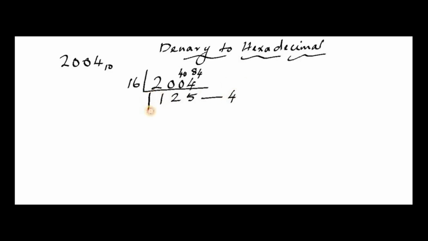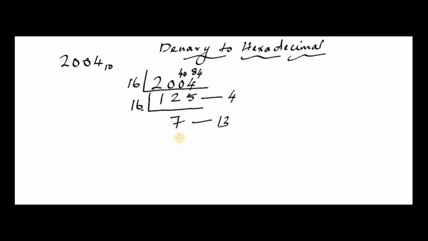Again, you have to divide this one by 16. Until you get a number less than 16, you have to keep on dividing. Now 7 times 16 is 112. So you have to subtract that 112 from 125. So you will be getting 13. So now you can stop. I told you, once you get a number less than 16, you can stop.